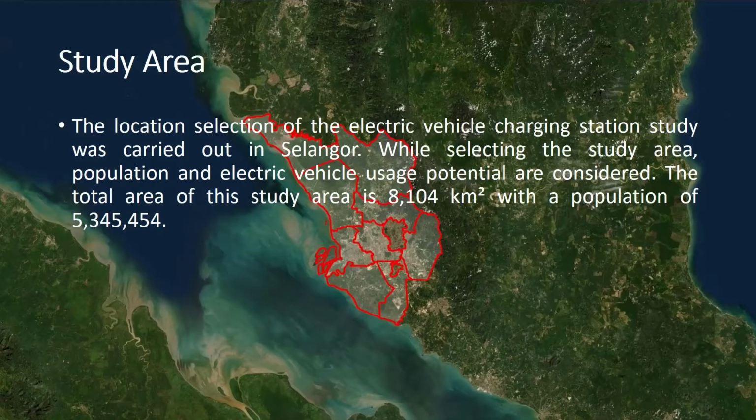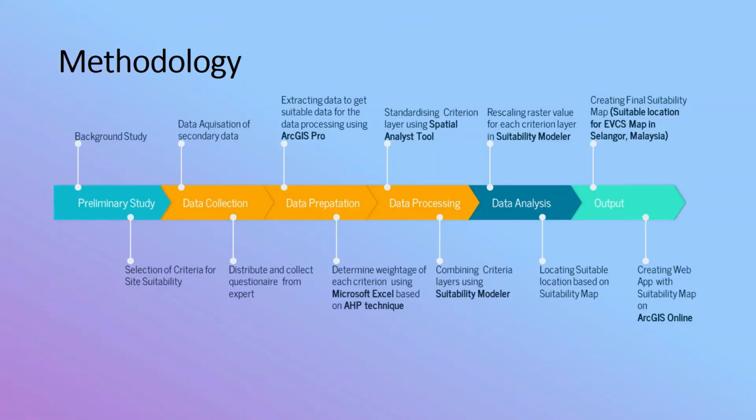The location selection of the electric vehicle charging station study was carried out in Selangor, Malaysia. While selecting the study area, population and electric vehicle usage potential are considered. The total area of this study area is 8,104 km square, with a population of 5,345,454.